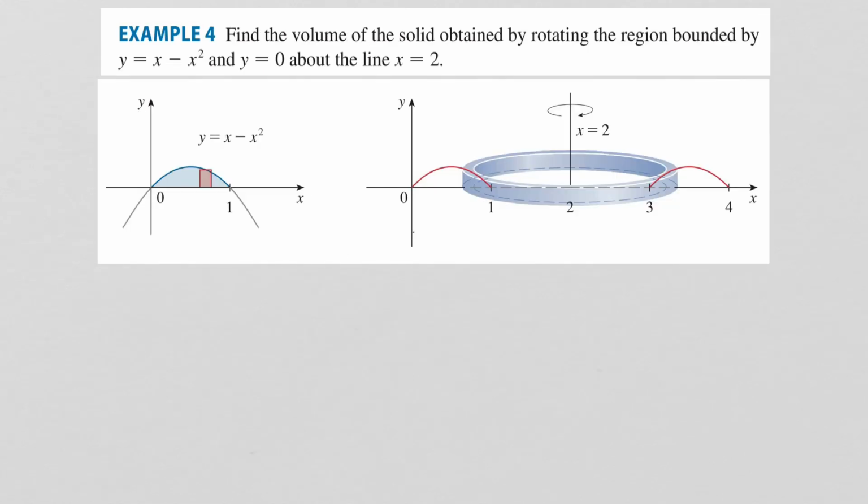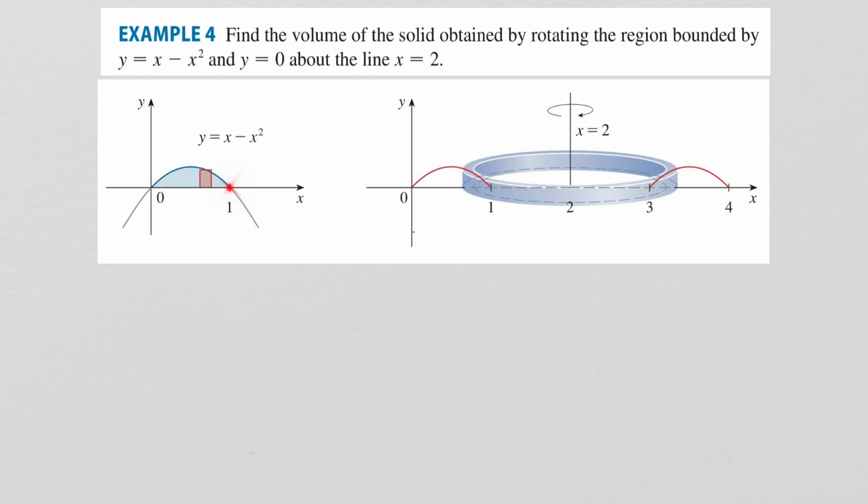In our next example, it's a little bit different. Here we want to find the volume of the solid obtained by rotating the region bounded by y equals x minus x squared and y equals 0 about the line x equals 2. So y equals x minus x squared is this parabola here. Y equals 0 is this horizontal line here. So you can see the region that we're looking for there.